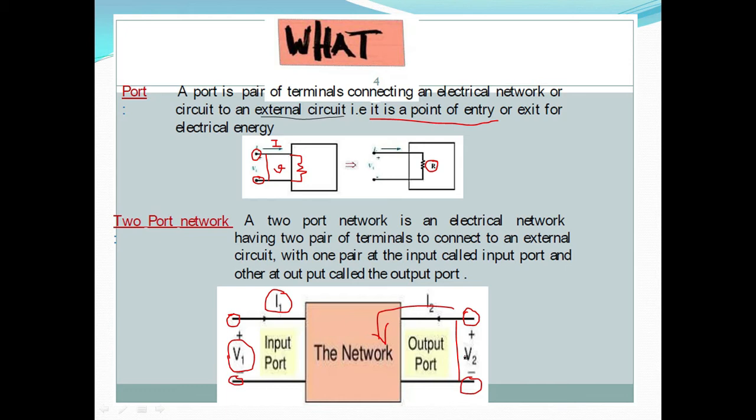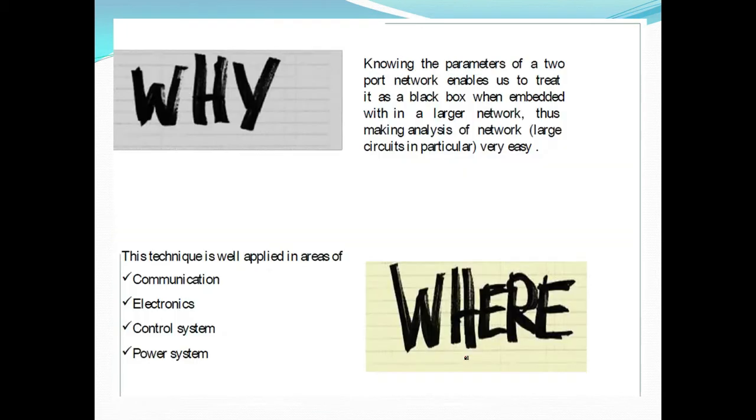So a two-port network is an electrical network having two pairs of terminals to connect to an external circuit, with one pair at the input, called the input port, and the other called the output port.